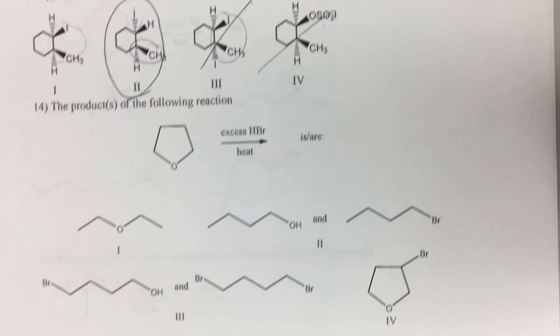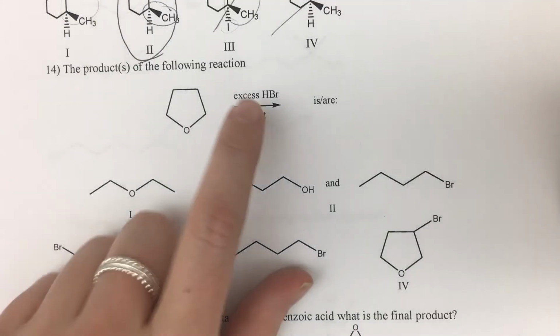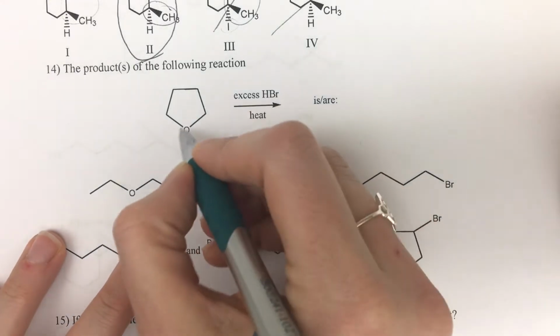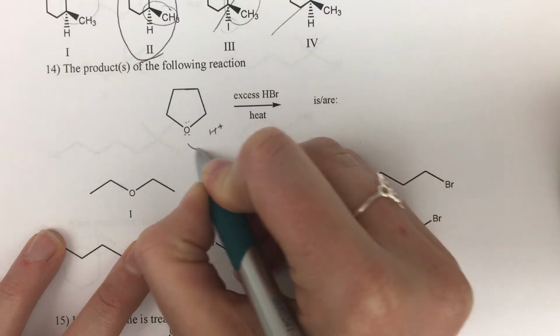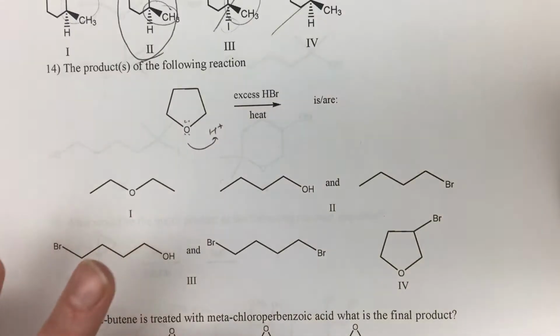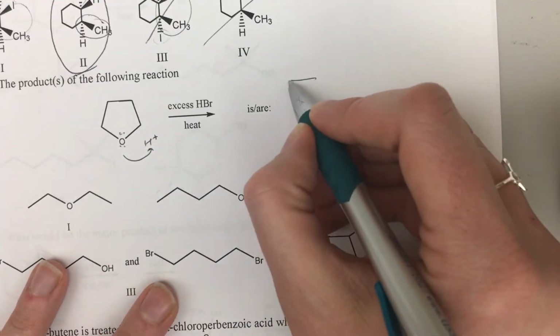Let's jump in on question 14. For question 14, we're going to have excess HBr and heat. So this is a lot like an epoxide ring opening. Here with our oxygen, I'm going to say HBr basically acts as H+. Anytime you have an oxygen in the presence of an acid, it's going to protonate, unless there's a different acid-base reaction that could take place faster.